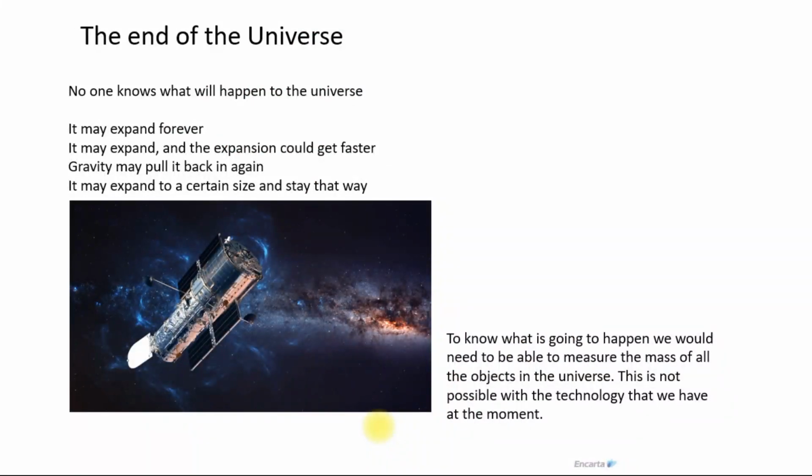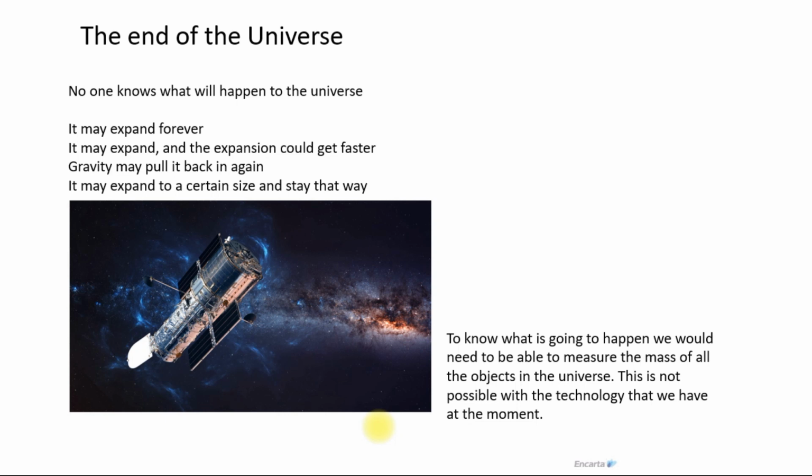Now, the end of the universe. No one knows what happens to the universe after now. There is a lot of debate whether it's going to continue to expand or shrink back. Whether the expansion is going to get faster, or will gravity pull it back again? Or will it expand to a certain size and then stay that way? What's going to happen to the temperature of the universe? Will it keep dropping, or will it get to absolute zero?